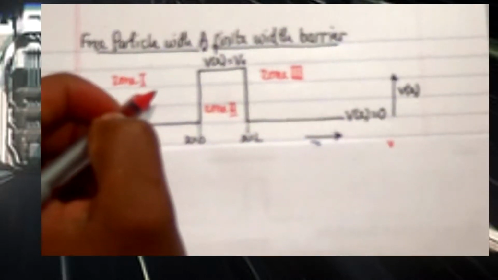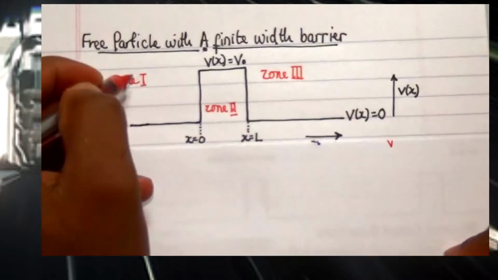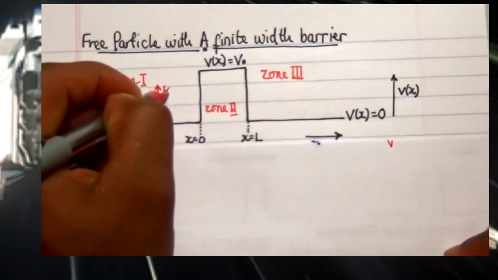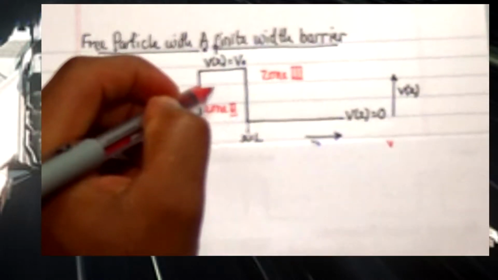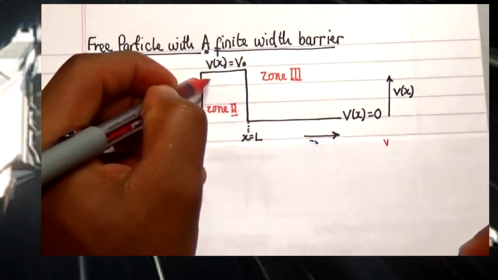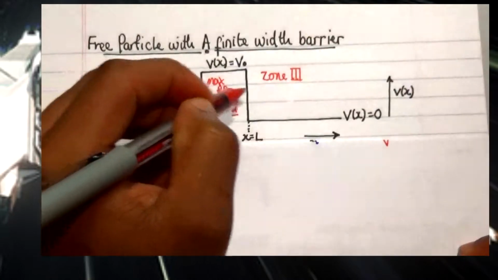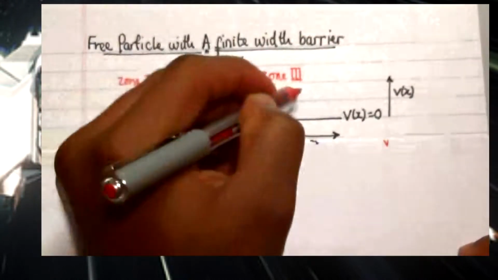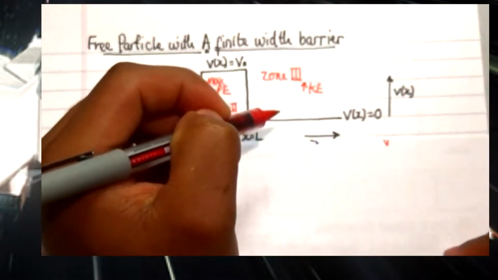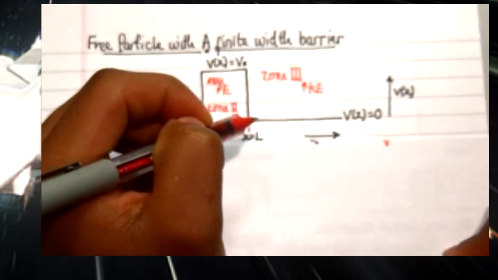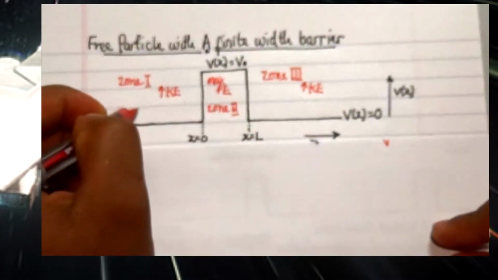Now take note that if you're looking at the kinetic energy in this particular case, in zone 1 we should have a high kinetic energy with a 0 potential energy in here. As we move to zone 2, we have our maximum potential energy in here, and finally in zone 3 we have a high kinetic energy. Now in this particular part, let's start off when we place a particle of a mass m and energy E in this particular step over here.